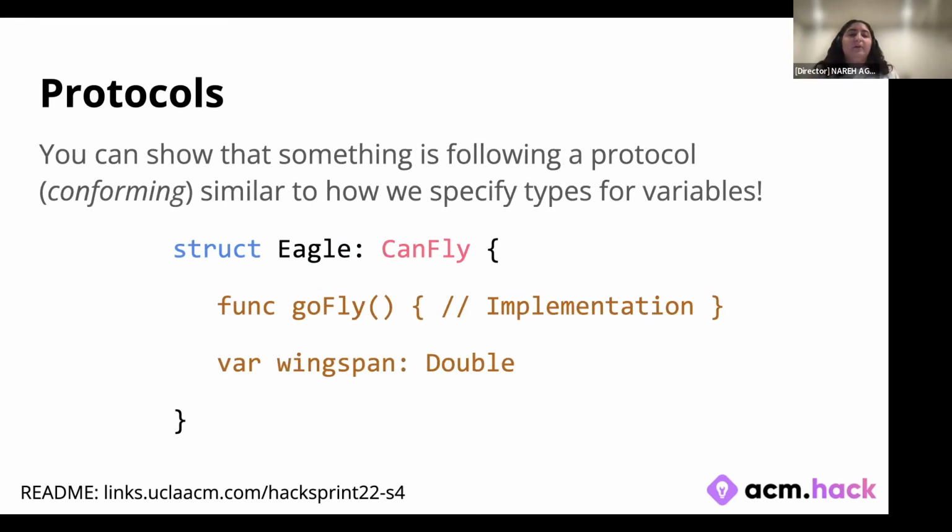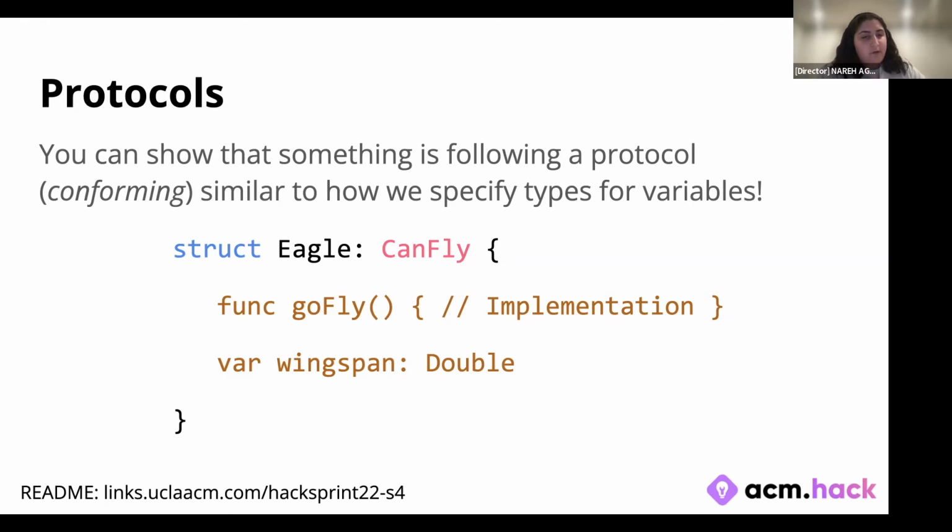Okay, so we've seen this in our code already, but just to put it with our example of CanFly, you can show that something is following a protocol, and the terminology we use here is conforming to a protocol. The way to do that is very similar to how we specify types for variables. If you remember for variables, as an example below, we have var wingspan: Double with the colon. That's very similar to how we show that something is conforming to a protocol.